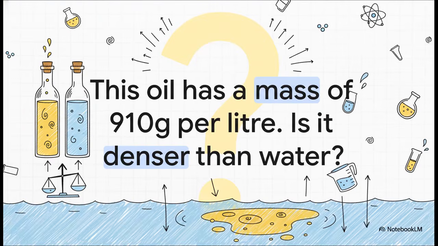Let's test this out with a classic example. We know that 1 liter of water has a mass of about 1,000 grams. But here, a full 1 liter bottle of oil has a mass of only 910 grams. So, for the same amount of space, 1 liter, which one is denser? Well, the water is. And that is the fundamental reason why oil always floats on top of water.